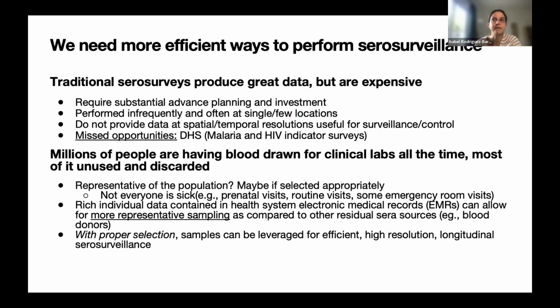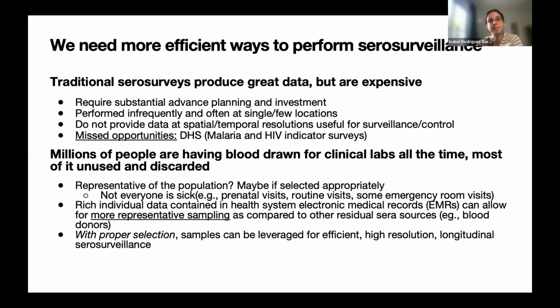That's not enough. And part of the reason is that traditional surveys, population-based, cross-sectional, produce great data, but they are expensive. They require substantial advanced planning and investment. They can only be performed infrequently and often in a few locations. So they do not provide data at spatial and temporal resolutions useful for surveillance and control. And of course, there are missed opportunities. Malaria and HIV indicator surveys could be better used for this, but again, those are not necessarily conducted at the frequency that you would expect.